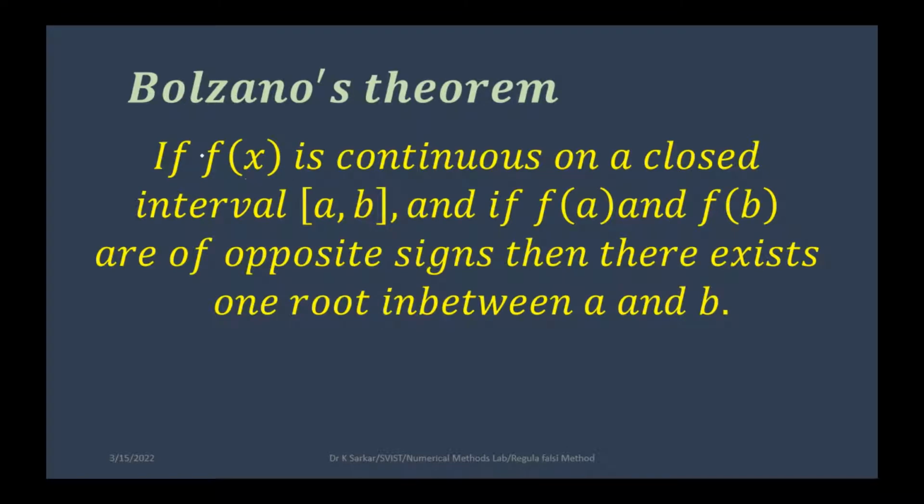Now let's say the corollary of the intermediate value theorem, which is the Bolzano's theorem. If f(x) is continuous on a closed interval [a, b] and if f(a) and f(b) are of opposite signs, then there exists one root in between a and b.